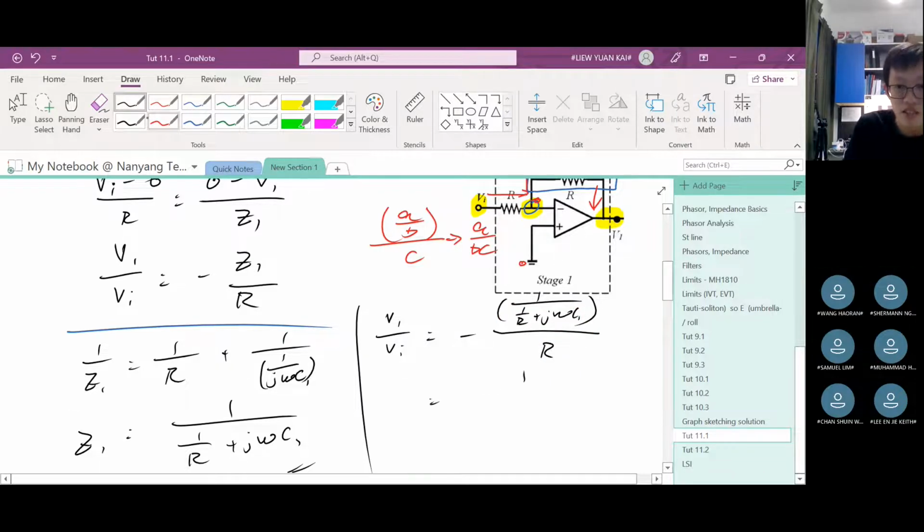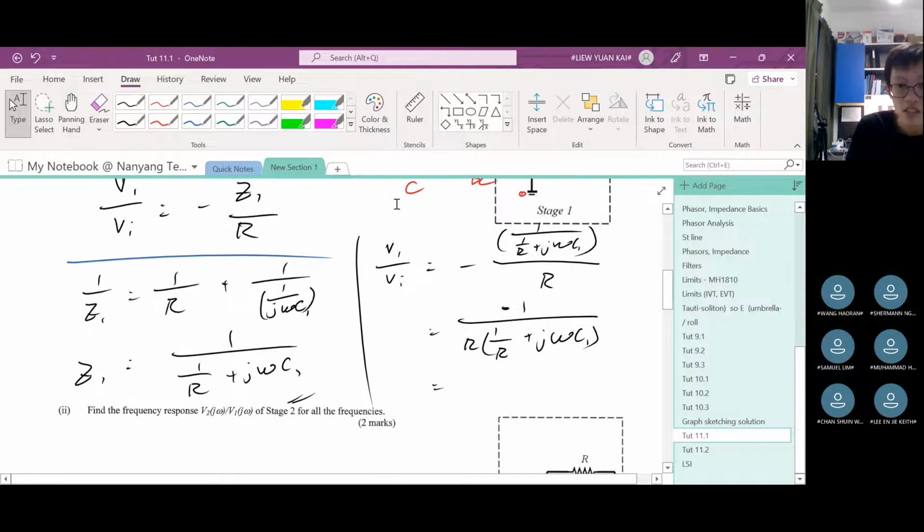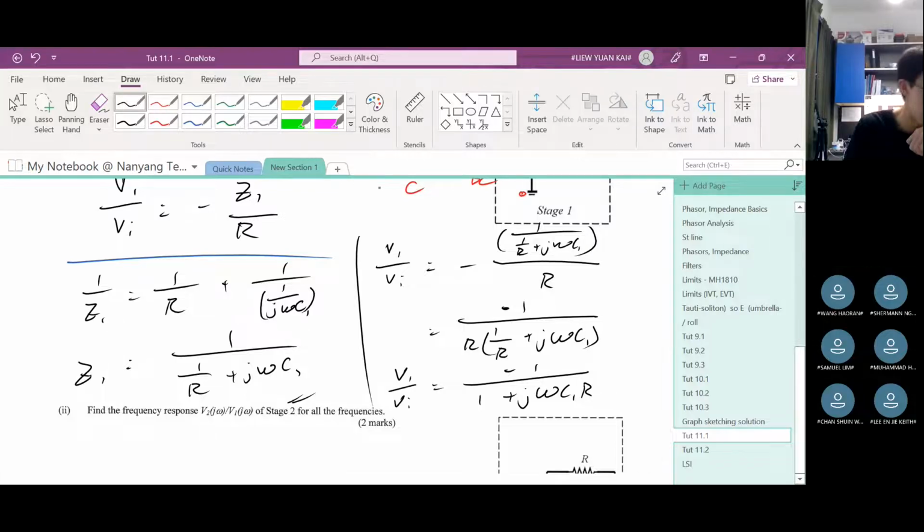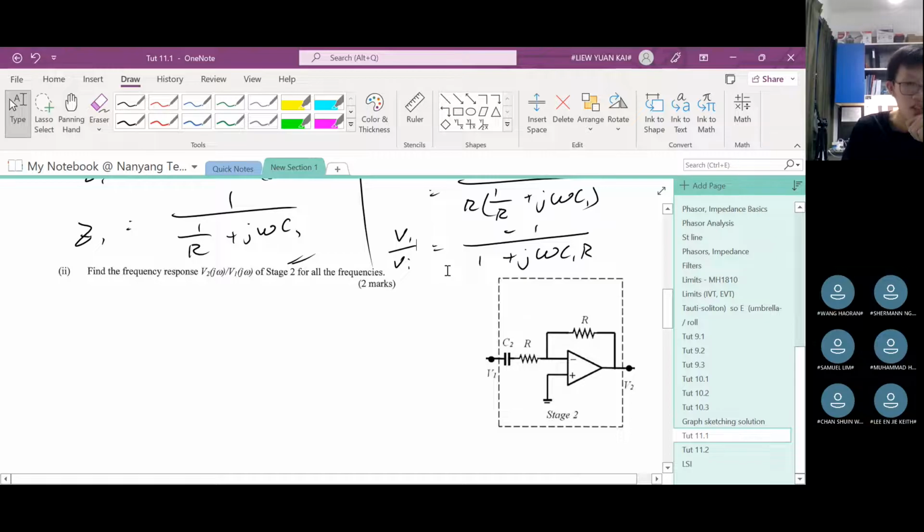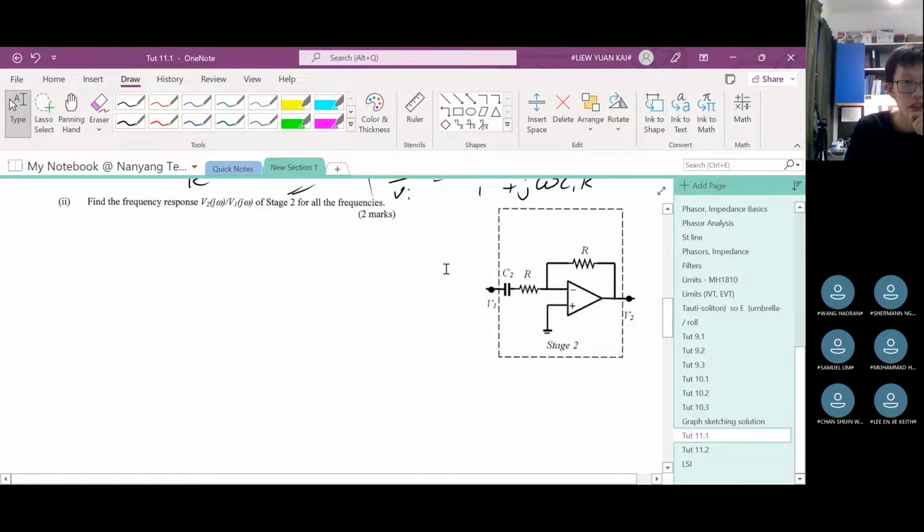Okay, so simplify this, you will get 1 over the negative, this negative, I'll just put it to the top, okay? And then, sorry, you get R, 1 over R plus J omega C1. That means here's our resulting solution, which is, I just expand this, so R times this and R times this, you get negative 1 over 1 plus J omega C1 R. Okay, so this is V1 over VI. Let me check if I'm right. Yes, okay, I'm correct. So now we move on to question 2.